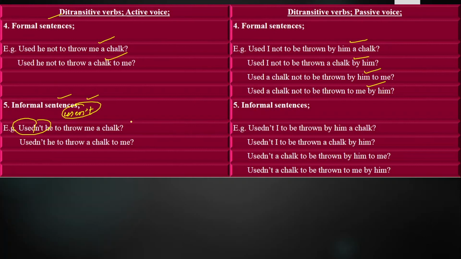Usen't he to throw me a chalk? Usen't he to throw a chalk to me? Usen't I to be thrown by him a chalk? Usen't I to be thrown a chalk by him? Usen't a chalk to be thrown by him to me? Usen't a chalk to be thrown to me by him? Now these are the sentences of the ditransitive verb throw with the modal auxiliary verb used to.